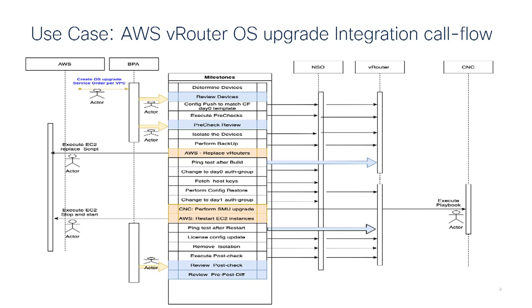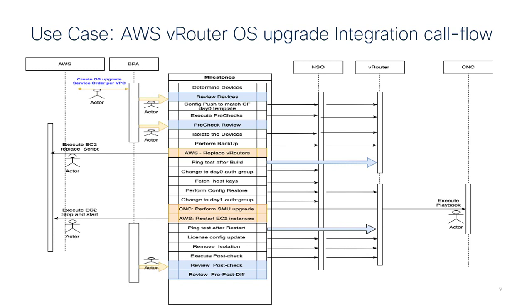Then, in this case, we are doing some additional steps for this upgrade, where we are enabling the license server registration process. In case we need to do some configuration update, those are the things we pick up here. In this case, we are picking up the license configuration updates, and then we remove the isolation of the device. We execute the post check, look at the post check diff, and that's pretty much it: the device is onboarded and ready to go.